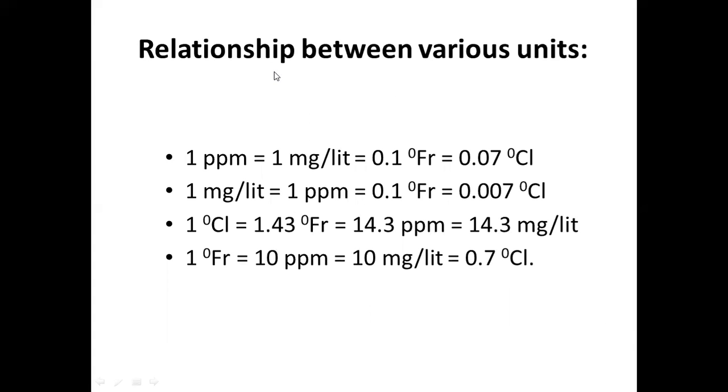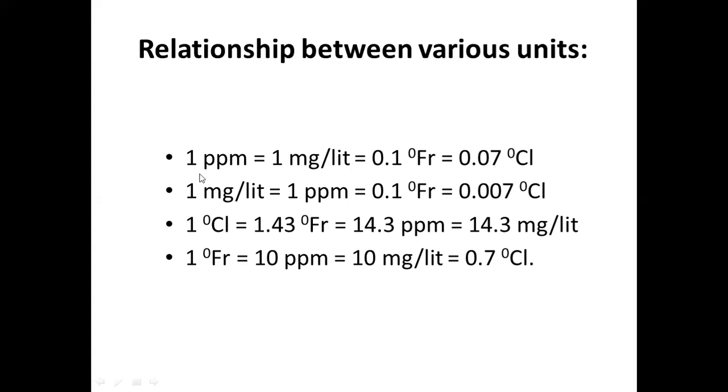Now here we can see the relationship between various units: ppm, mg per liter, degree French and degree Clark. 1 ppm is equal to 1 mg per liter, which is equal to 0.1 degree French. Whatever 10 power 5, it has been reduced to 0.1 degree French in order to make it equivalent to 1 mg per liter, which is also equivalent to 0.07 degree Clark.